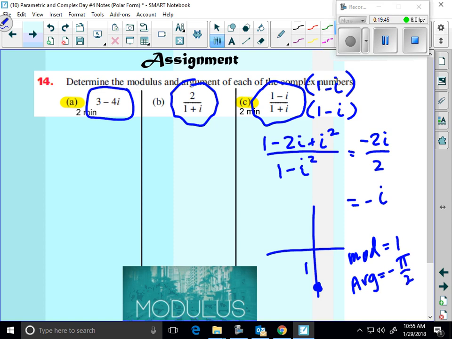You can say 3 pi over 2, but that's JV because we're always between negative pi and pi. Right? So make sure you're aware of that. That started a couple slides ago, but that's okay. So that would be our modulus and argument. Anything that ends up on one of the axes is called a quadrantal.